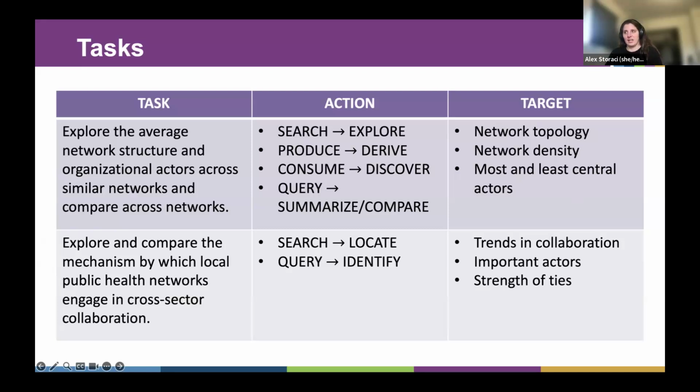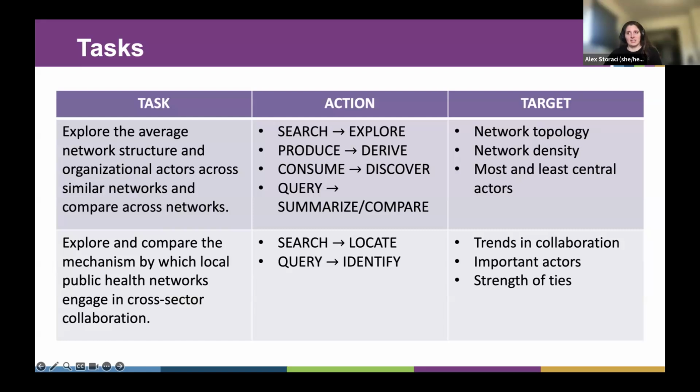And the two primary tasks that I ended up with, the first one has more to do with what is the average network structure. So explore the average network structure and organizational actors across similar networks, but also be able to compare different types of networks. And these are shown in the visual design in terms of network topology, network density. And then I also wanted to be able to highlight the most and least central actors. So which types of organizations are most involved and which are least involved.